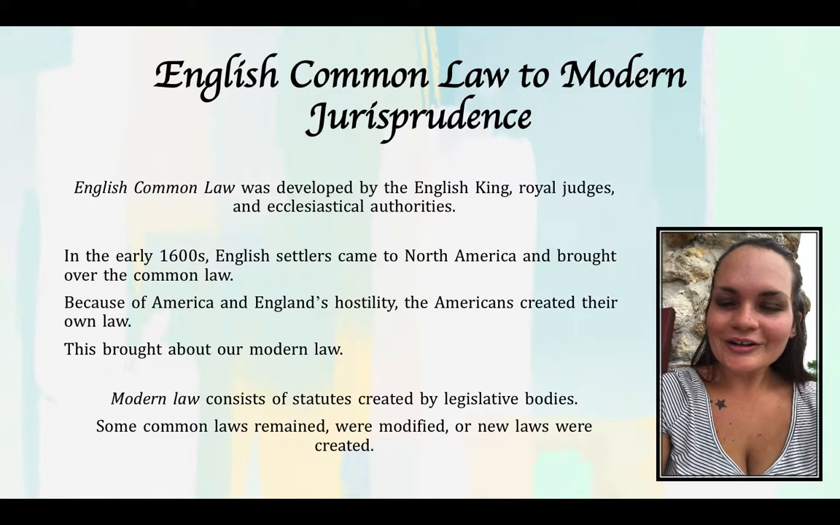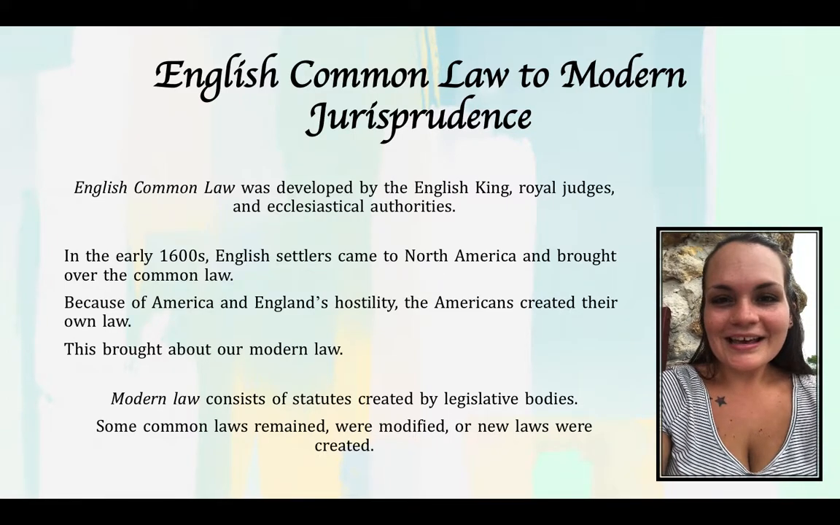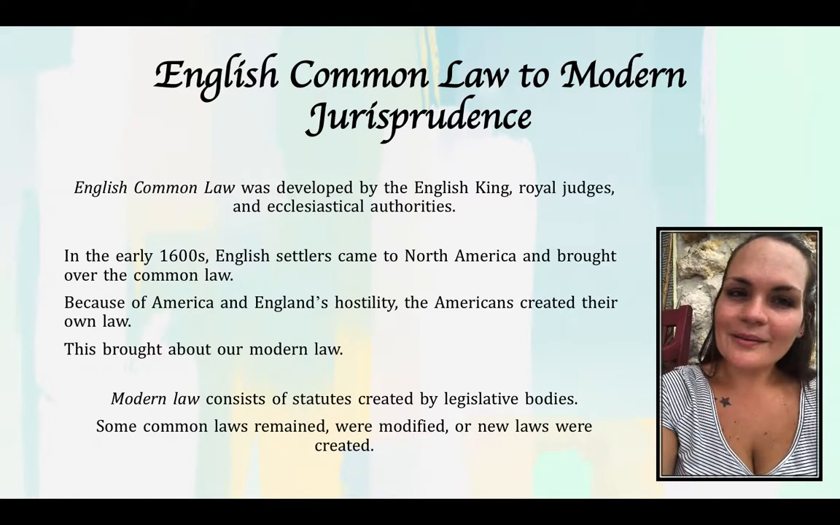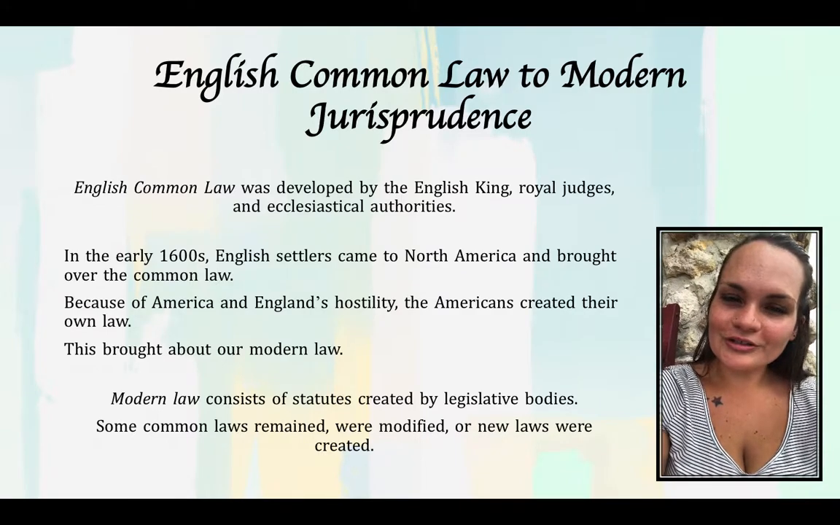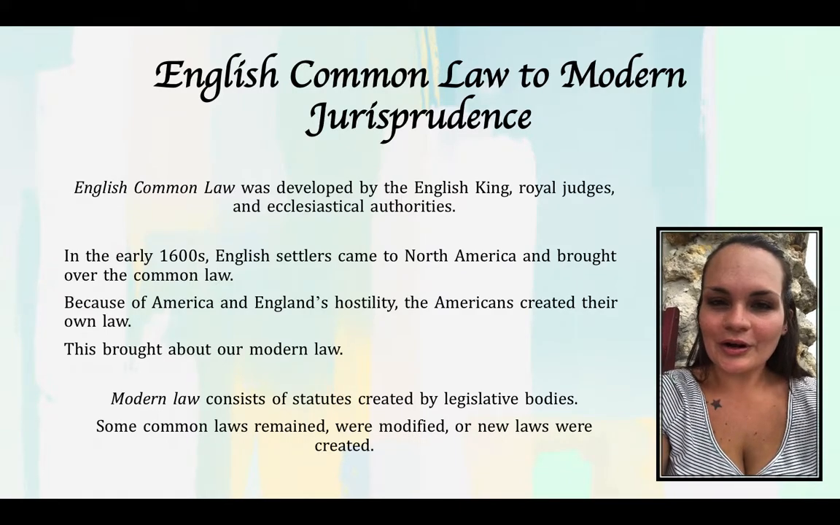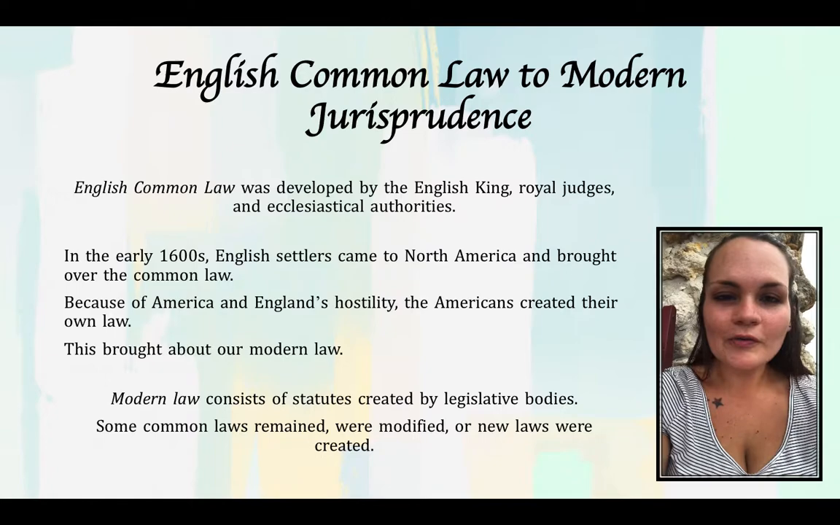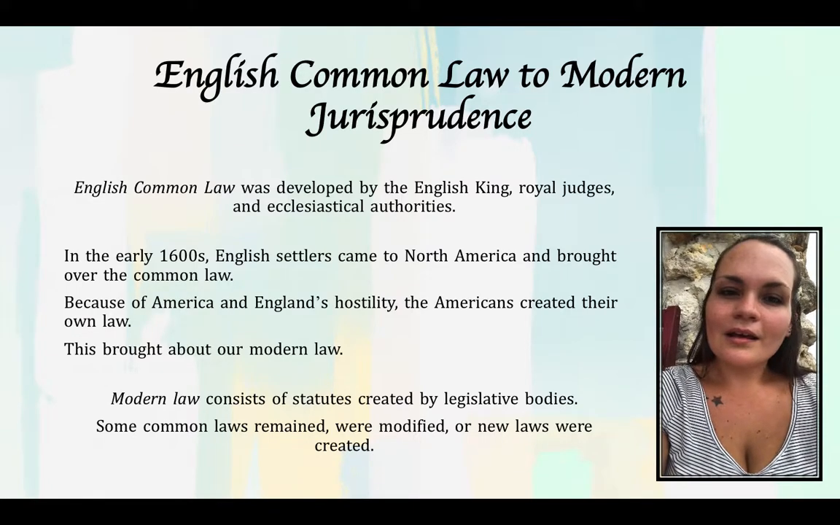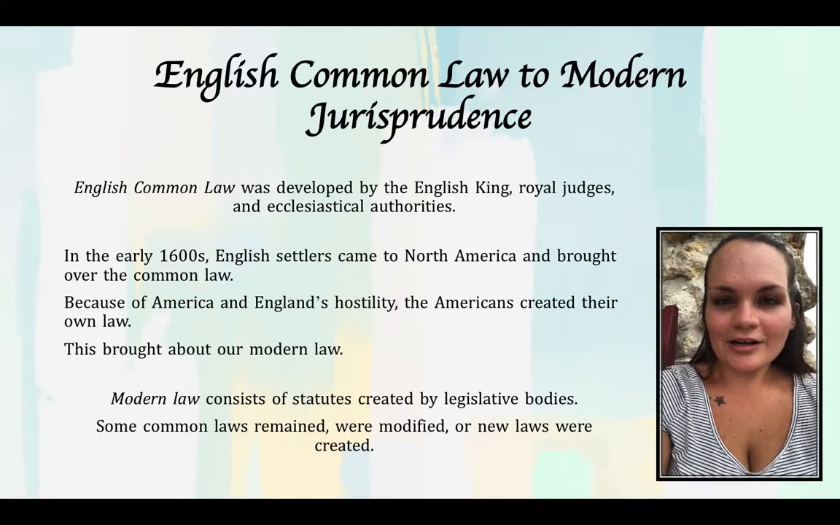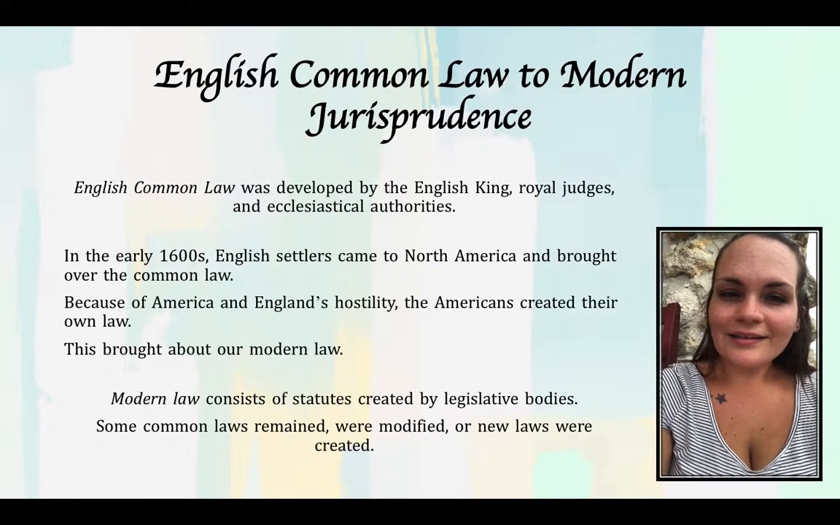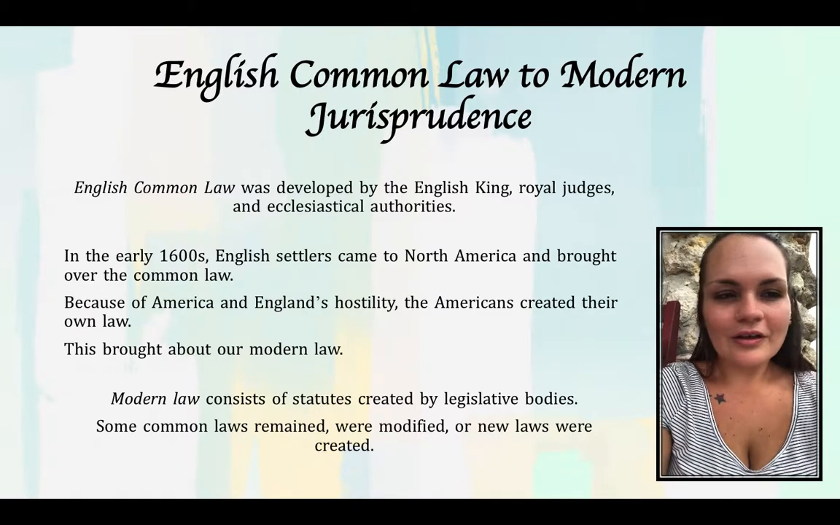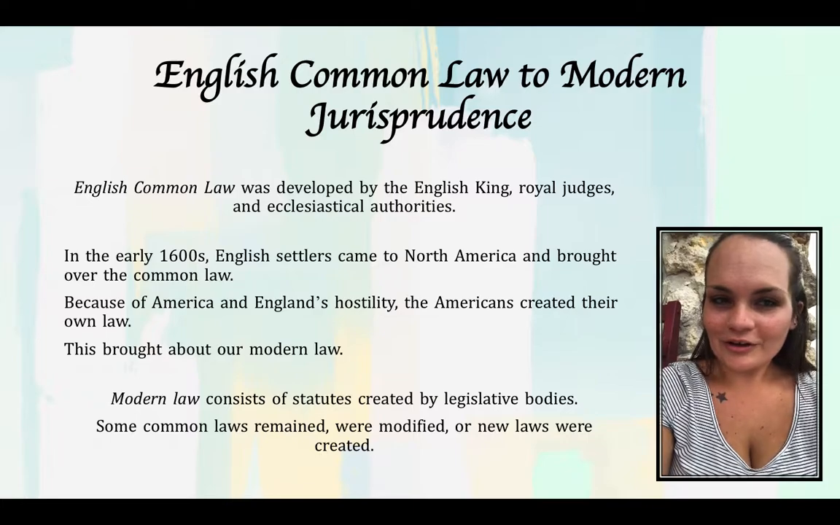English common law to modern jurisprudence. English common law was developed by the English king, royal judges, and ecclesiastical authorities in England. In the early 1600s, English settlers came to North America and brought over the English common law. Over time, because of America and England's hostility, the Americans created their own law. This brought about our modern law.